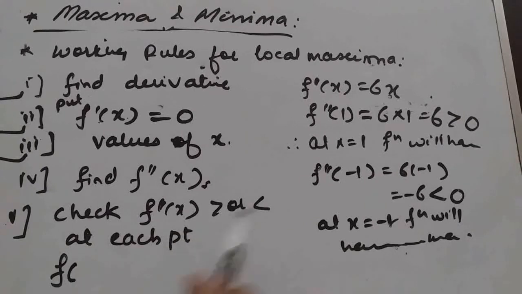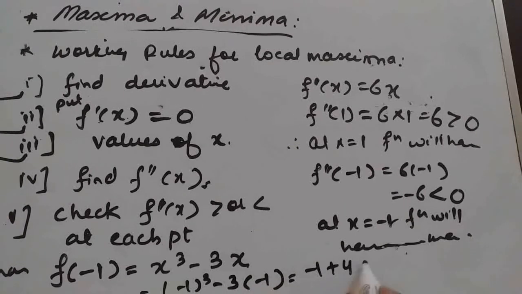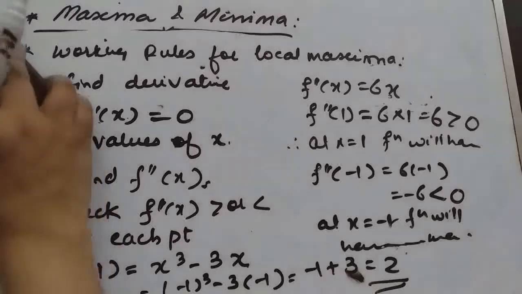Now sometimes the question comes: we know function will have maximum value at this point and minimum value at this point. Find the maximum and minimum values. Suppose x equal to minus 1 will have maxima, isn't it? So maximum value will be f of minus 1. So in that question we have to substitute: minus 1 cube minus 3 into minus 1, minus 1 plus 3, so answer will be 2. So maximum value of function is 2. Likewise we can find here.